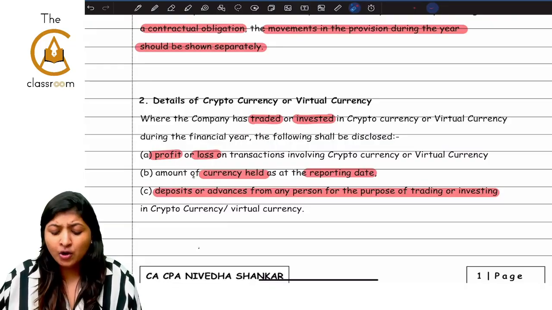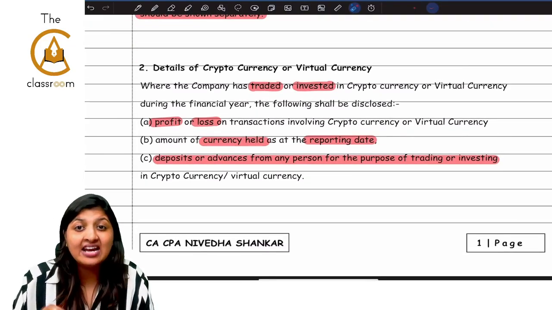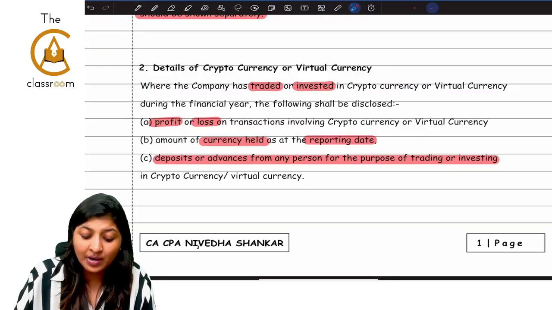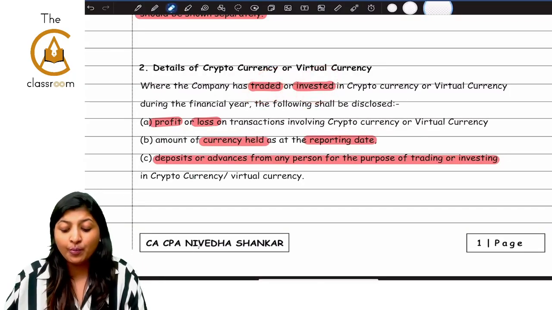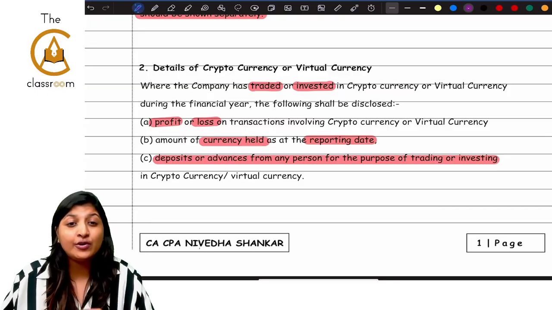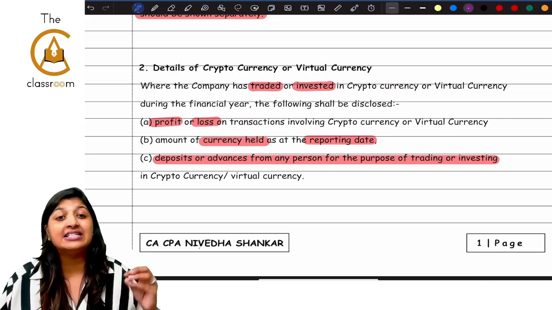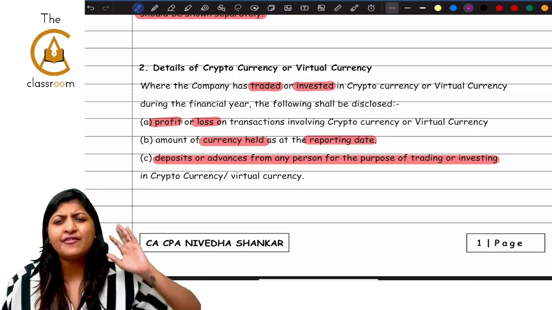Details of cryptocurrency or virtual currency. If the company has traded or invested, what is the meaning of the word traded? What is the meaning of the word invested? You all will know. Traded means intraday, day-to-day trading. Today itself I'm buying, today itself I'm selling. That is traded. Invested means I am investing and after 3 years, after 5 years I'm going to see.